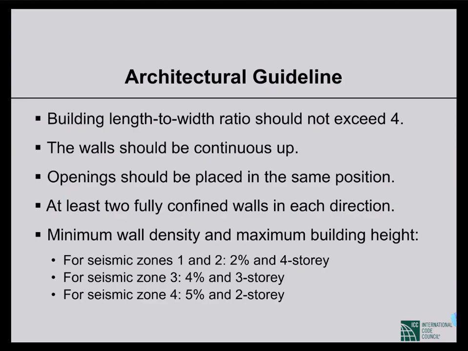Now there are some architectural guidelines. First is building length to width ratio should not exceed 4. So not only width to height ratio, here width to length ratio is important. It should not exceed 4. The walls should be continuous up, that there shouldn't be any offsets.